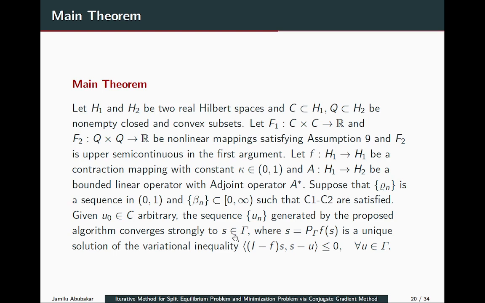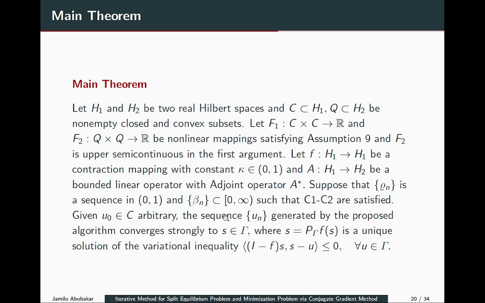And for the main theorem here, we suppose let H1 and H2 be two real Hilbert spaces with C and Q being non-empty closed and convex subsets of those spaces. And we have bifunctions F1 and F2, and we assume that these bifunctions satisfy assumption 9, and F2 is further upper semi-continuous in the first argument. And also we suppose we have a contraction mapping F with a constant kappa and a bounded linear operator A from H1 to H2 with an adjoint denoted by this.